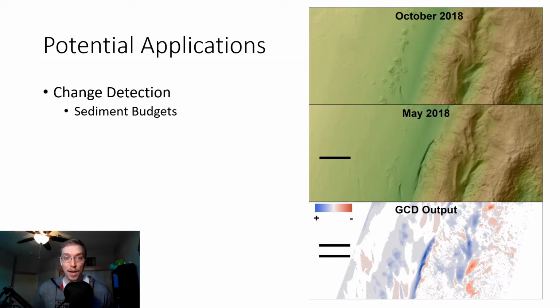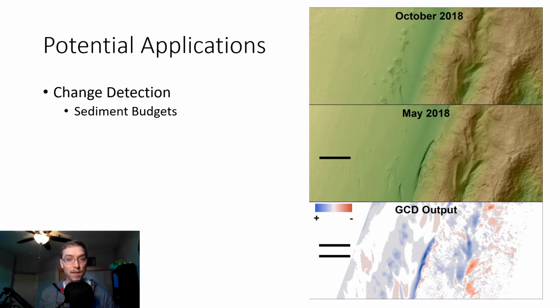Other potential applications, this is kind of my bread and butter. What I do is change detection. So I take two surfaces. So we see here on the right, October of 2018 and May of 2018. So a newer surface and an older surface. I subtract the older surface away. And what I'm left with is this output here on the bottom, what we call GCD, or geomorphic change detection output. Another word for that is topographic differencing.